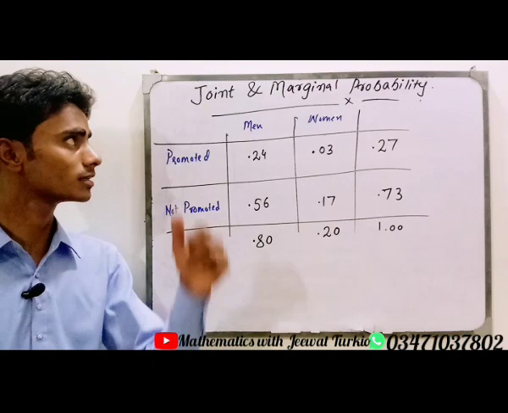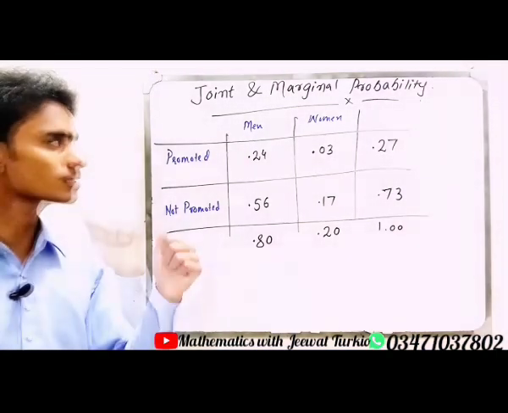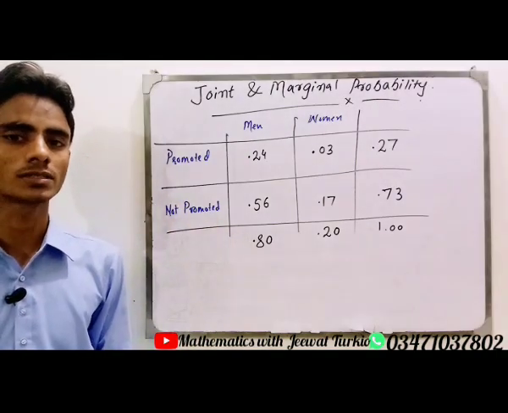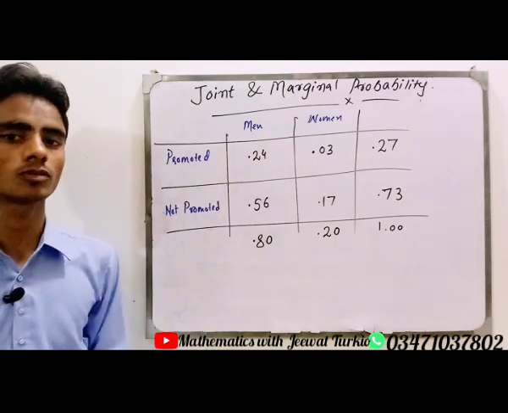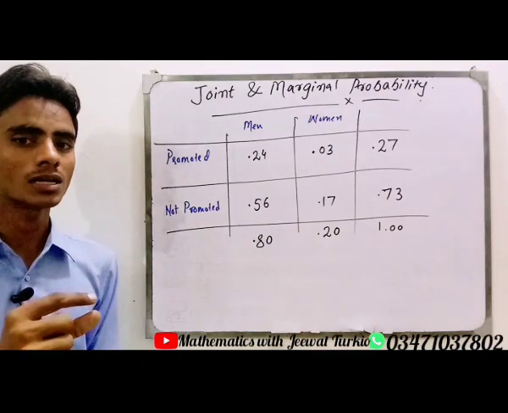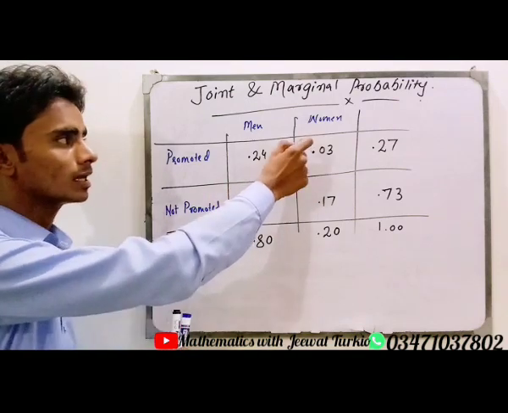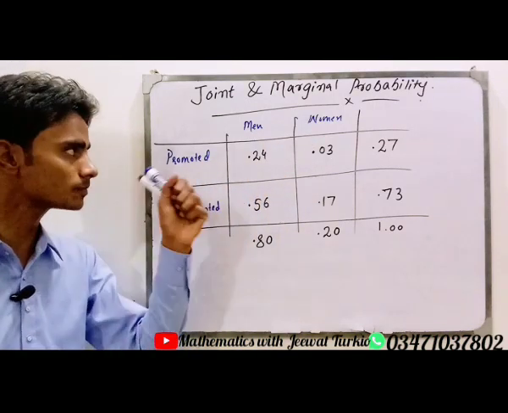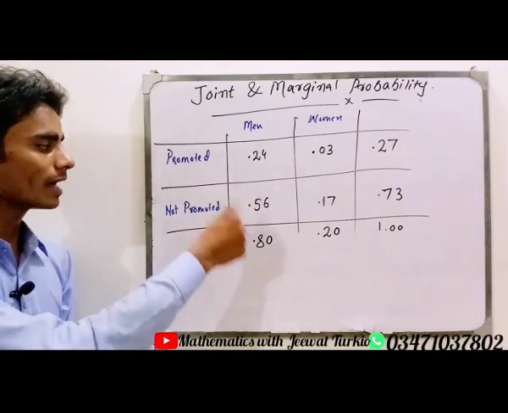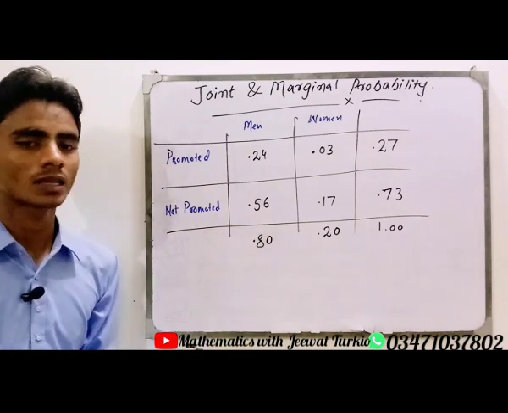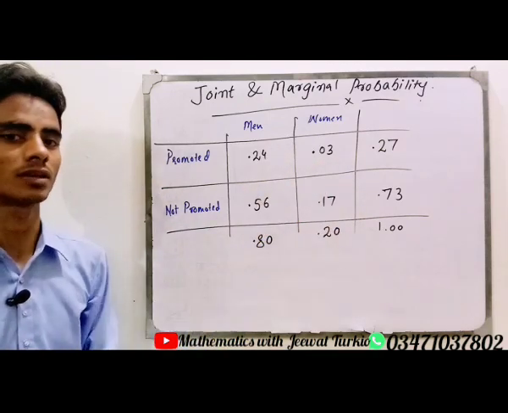So now we will discuss joint and marginal probability. We will understand it by taking an example. The example is the promotion status of police officers. There are men and women, and some are promoted and some are not promoted. If we select a random person, the probability of getting a man who is promoted is 0.24. In the same way, the probability of getting a woman who is promoted is 0.03. The probability of getting a man who is not promoted is 0.56. And the probability of getting a woman who is not promoted is 0.17.